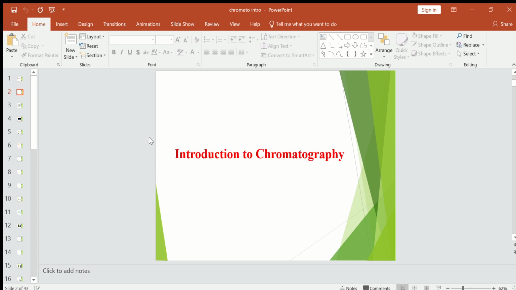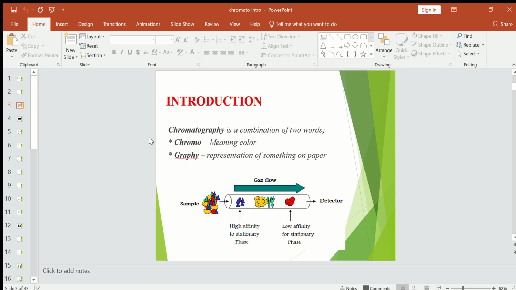So firstly, introduction to chromatography. Chromatography is basically made up of two words, one of which is chromo and the other is graphy. Chromo means coloring and graphy means representation of something on paper. So basically, with the help of colors, you are representing your different components on a paper, and this paper is basically the stationary phase. Chromatography is a physical method of separation, where the components are separated on the basis of their affinity for the stationary phase and the mobile phase.